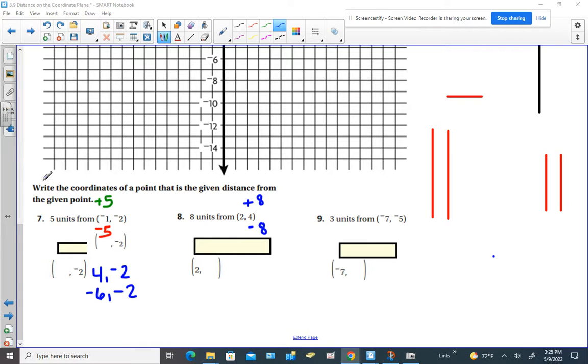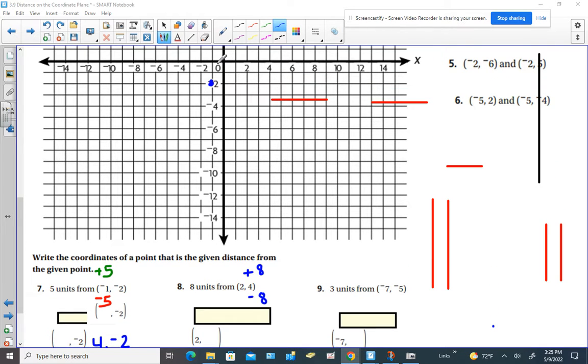So if we look at number 7, let's look at the directions first of all. Write the coordinates of a point that is in the given distance from the given point. So they're talking about being 5 units from this point, which I plotted, -1, -2. So -1, -2 would be this blue dot right here.